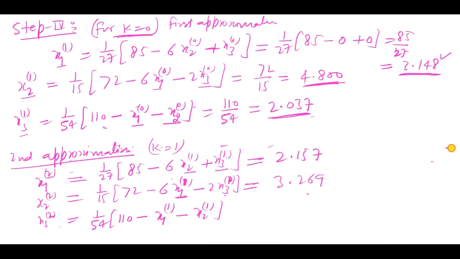So x11 is 3.14 and x21 is 4.80, and substituting here and simplifying with the help of the calculator, we obtain 1.890. This is the second approximation. Continuing this process, we obtain the third approximation, fourth approximation, fifth approximation, sixth approximation, and so on.